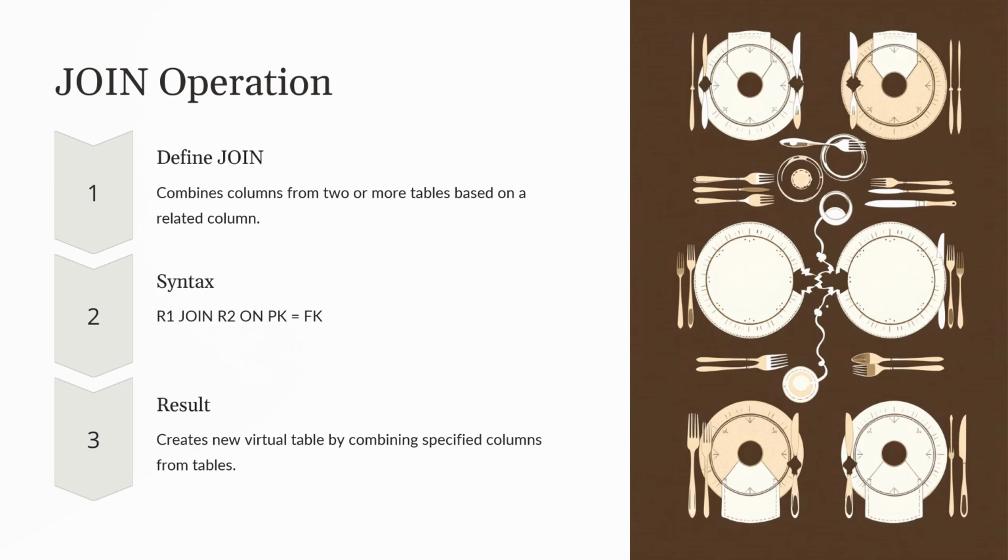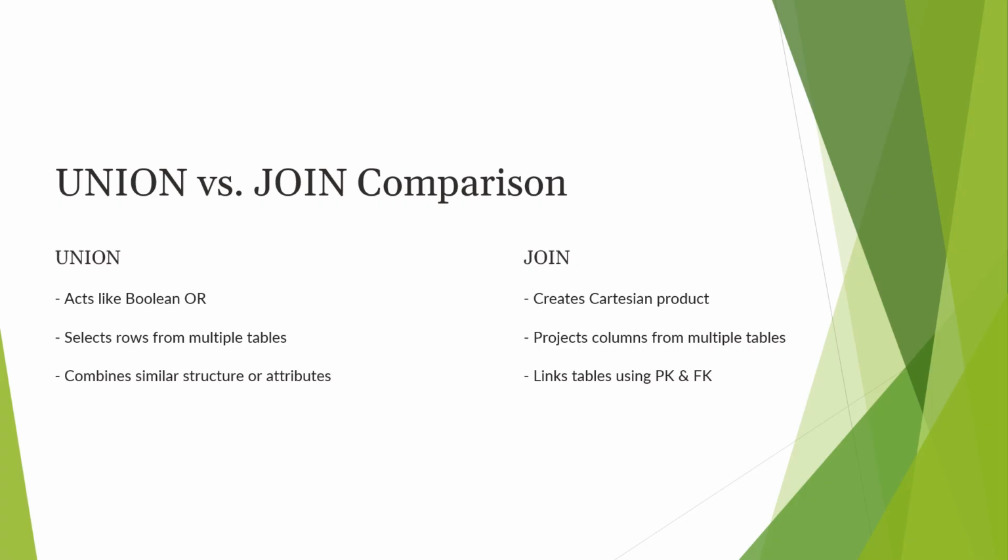Next, we will compare union versus join. So what's the difference between the two? Union acts like a Boolean OR that combines results from multiple select statements. It selects rows from multiple tables. Rows must have the same structure. It merges similar data, for example, combining customer lists from different years.